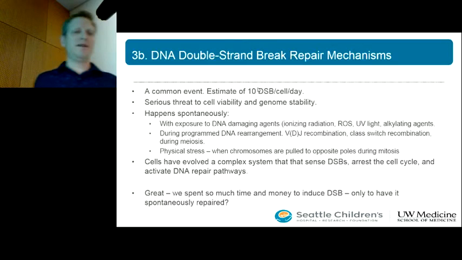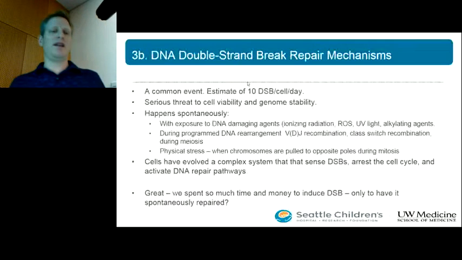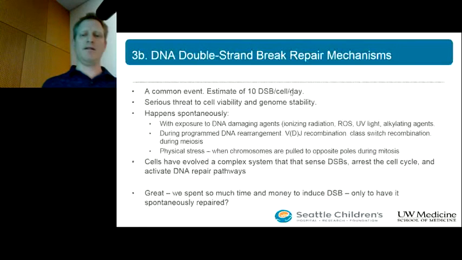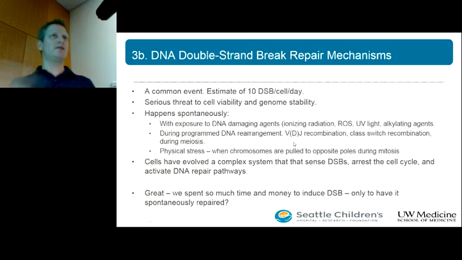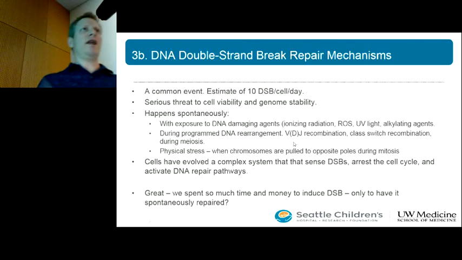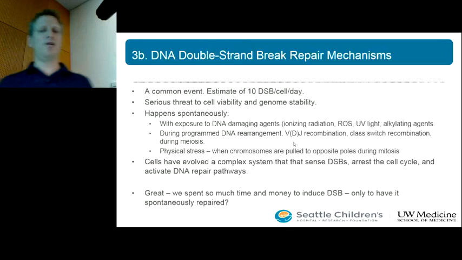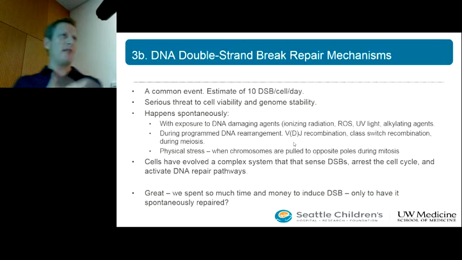So cells have machinery to cope with that. And it happens all the time. It happens with exposure to DNA damaging agents, just UV light. Obviously with cancer, alkylating agents can do that. It happens sometimes deliberately. If you want to rearrange certain segments of the DNA, like in B cells and T cells, you have the VDJ recombination, and you're doing class switching recombination in B cells. So it happens all the time, these DNA breaks.